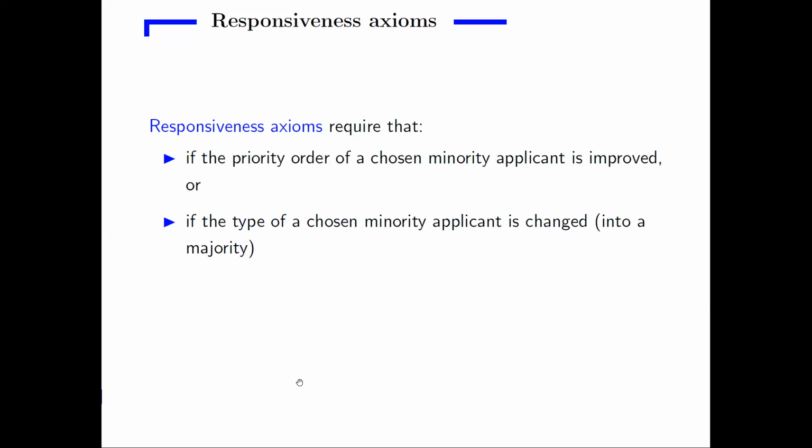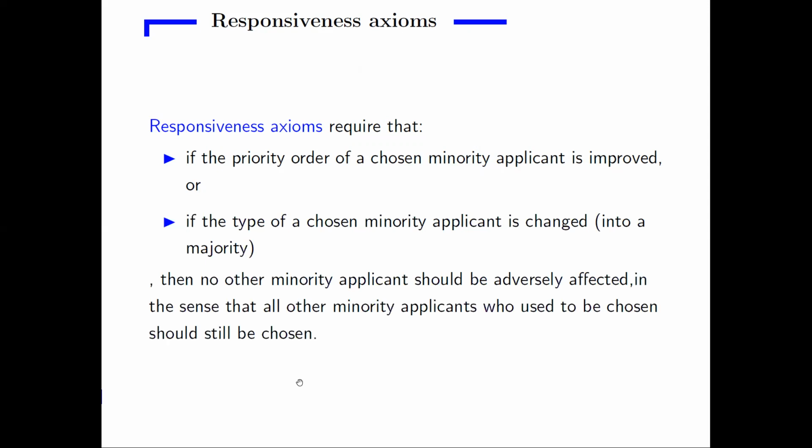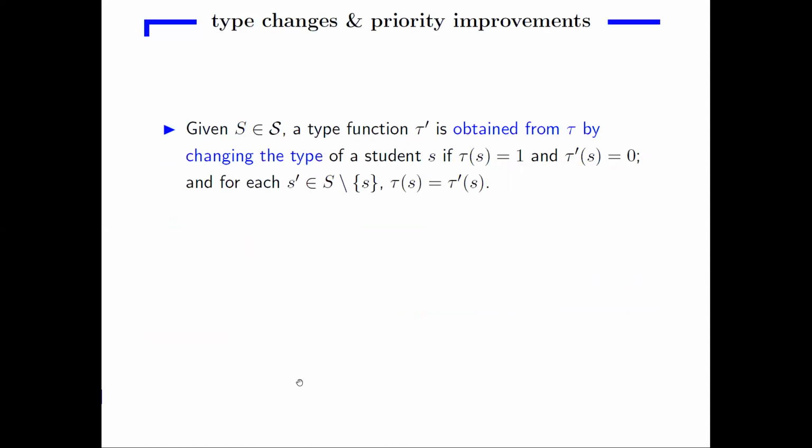A minority is getting better scores in one case, and a minority is turning out to be a majority in the other case. We expect no other minority applicant to be adversely affected by these types of changes, in the sense that if he is chosen before these changes, then we expect him to be chosen after these changes as well. This is the basic content of the responsiveness axioms we will impose.